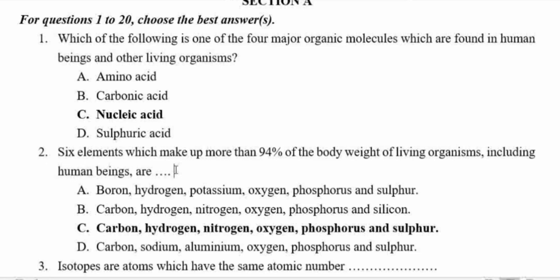Yes, and among the chemical elements, these 6 constitute up to, let's say, 96% of the body weight of living things. So the CHNOPS, carbon, hydrogen, nitrogen, oxygen, phosphorus, and sulfur, are the 6 elements which constitute more than 94% of the body weight of living things, including human beings, you that I'm talking to right now.